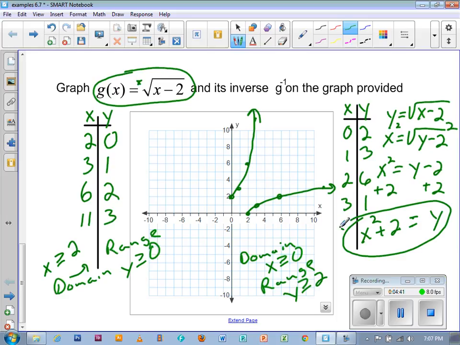That's essentially this graph right here. So a little different approach here. We're giving you the square root equation and having you find the inverse of that.